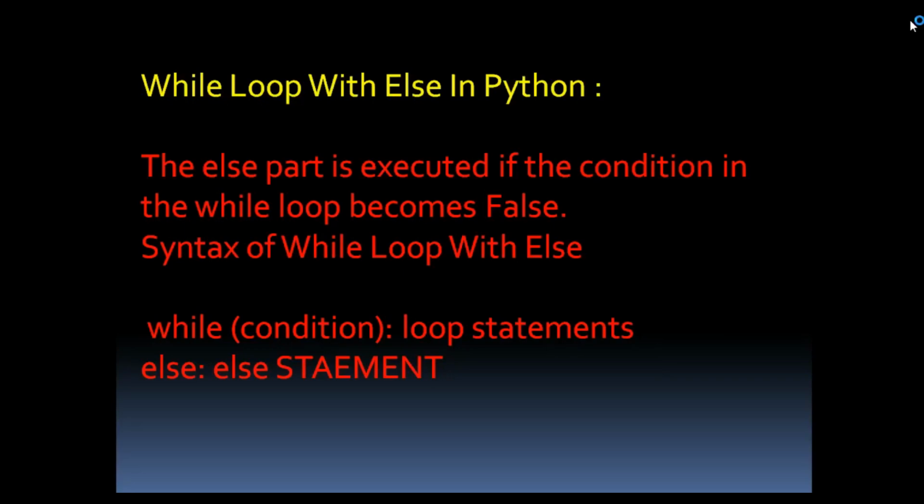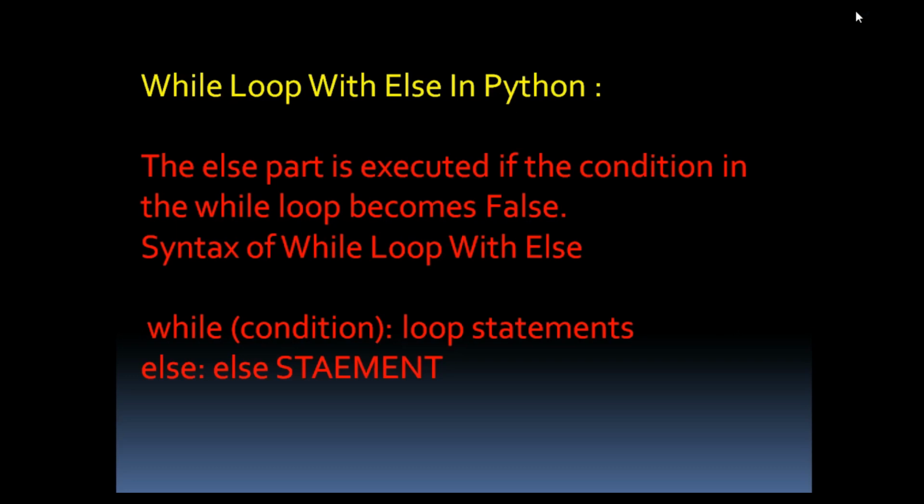Hello students, this is our second topic, while loop with else in Python. We know how to use a while loop, but how can we use while loop with else? Else is the part that runs when the condition is not satisfied. Your loop will terminate and it will show the else part. So the else part is executed when the while loop condition becomes false.